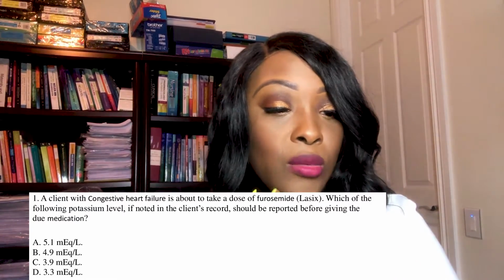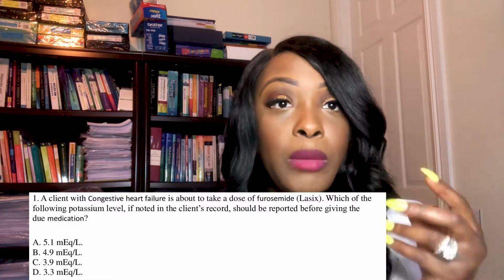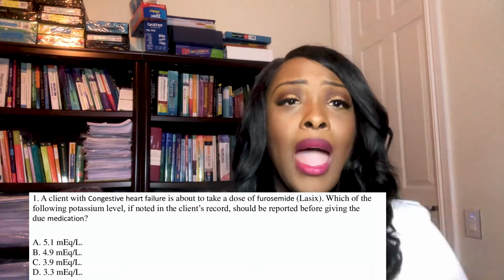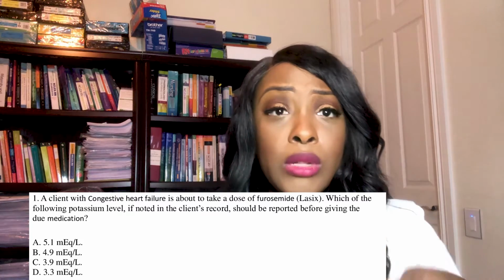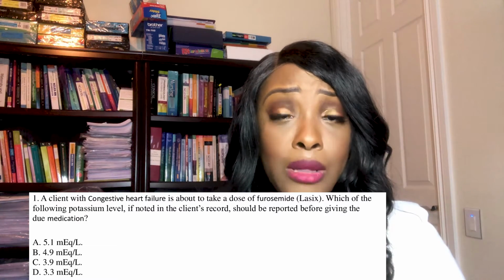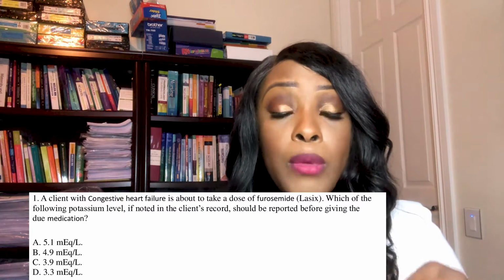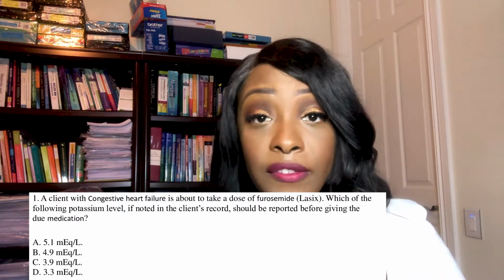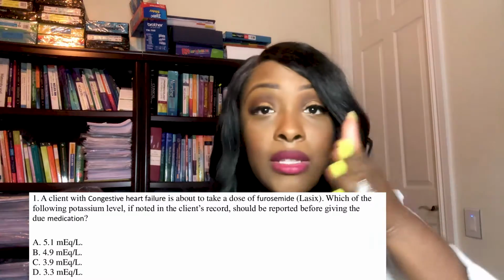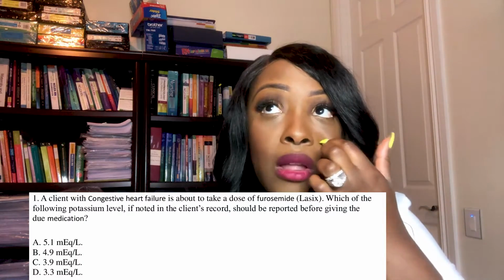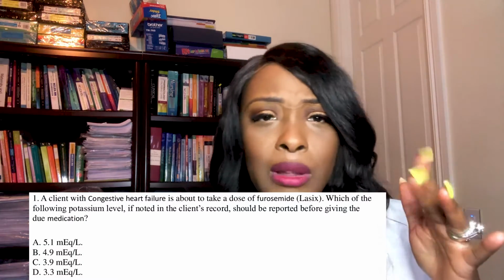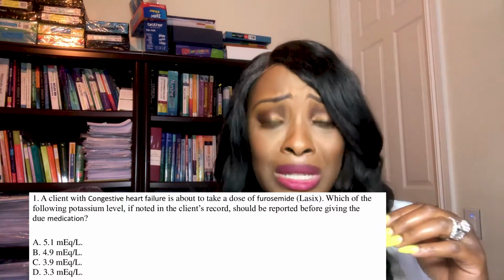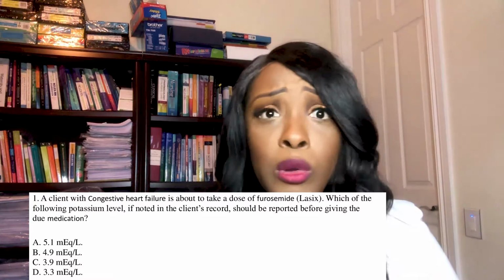Okay, so the correct answer is D, 3.3. I want you to understand this concept. It's very important for you to know. First of all, the therapeutic range for potassium is 3.5 to 5. Most lab values differ by a point or two, but potassium 3.5 to 5 is universal anywhere you go.